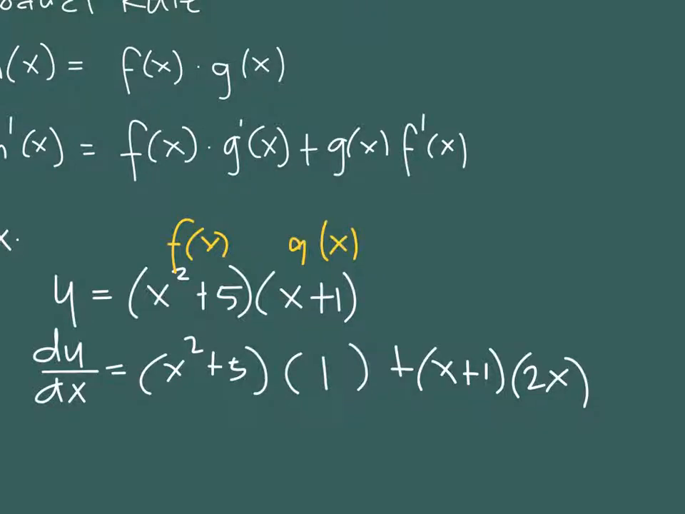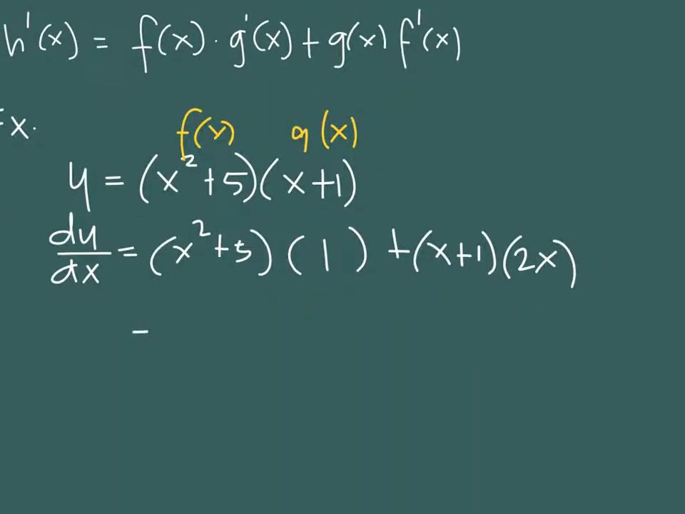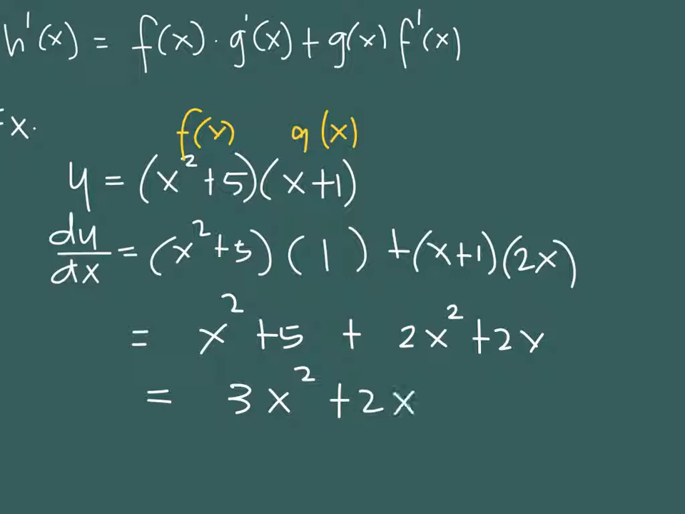And if the expression can be simplified easily, then let's simplify. x squared plus 5 plus 2x squared plus 2x. Combine like terms: 3x squared plus 2x plus 5. And that's the derivative. You will also get that by expanding x squared plus 5 times x plus 1.